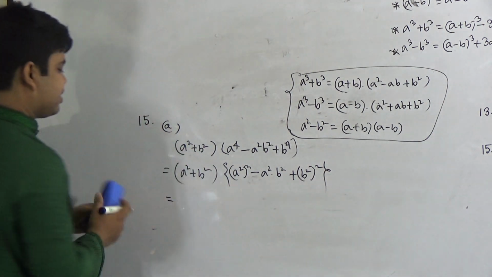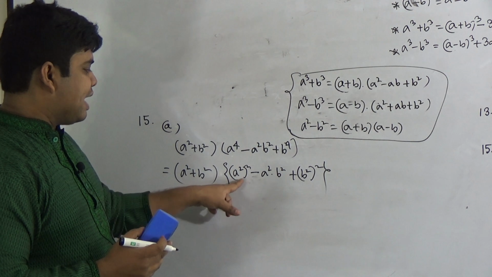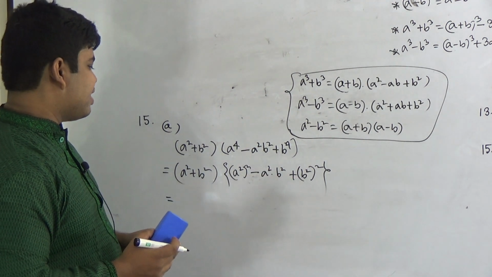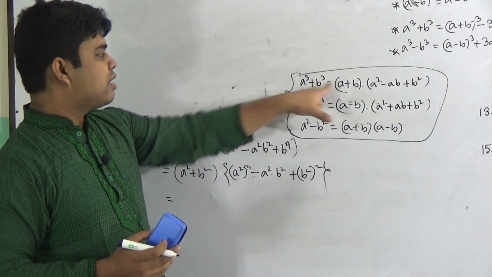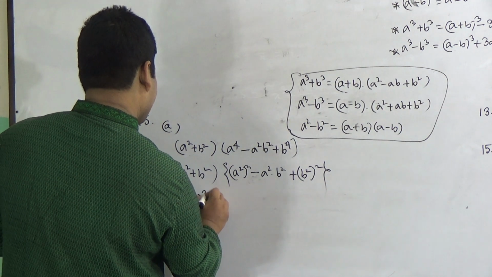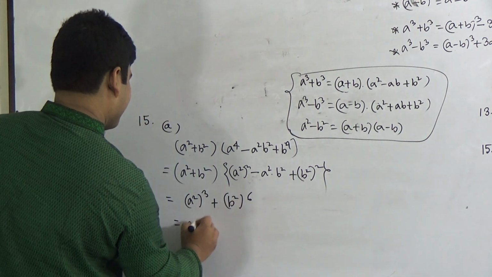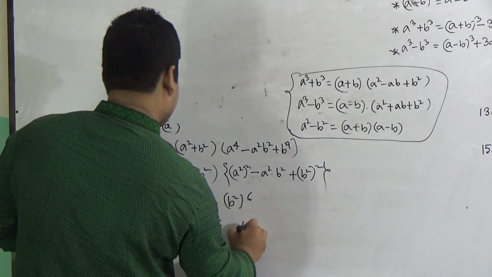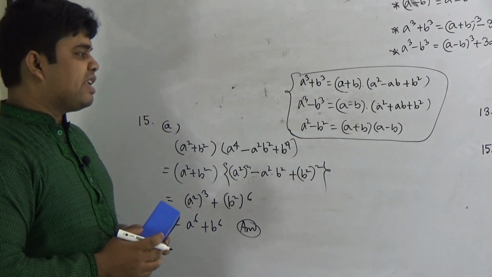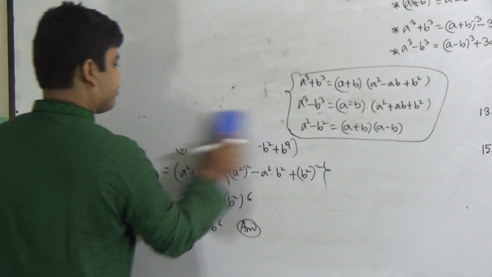Okay, now notice this is a and this is b. (a plus b) into (a square minus ab plus b square), that is we use here this formula, that means we write a cube plus b cube. So a means a square cube plus b square cube, so a to the power 6 plus b to the power 6. This is the answer of question number A. Similarly, we shall solve question number F.